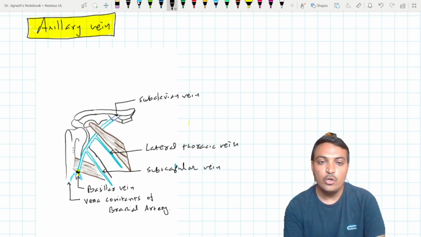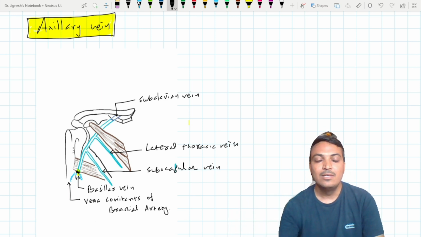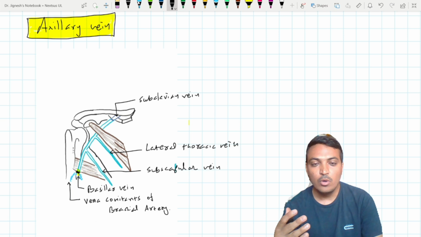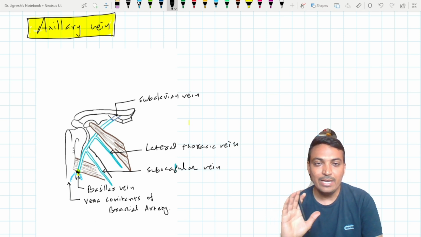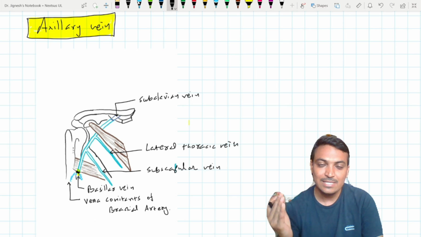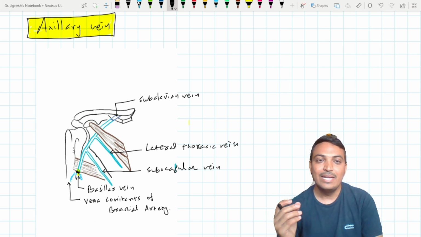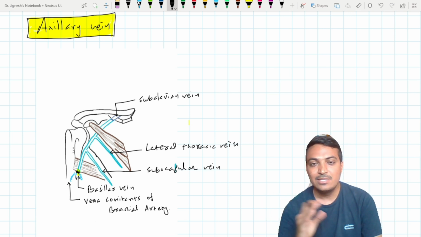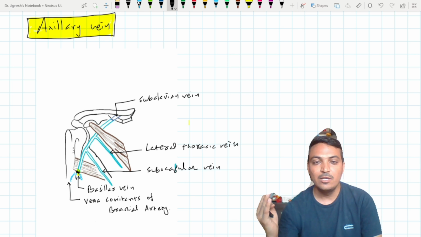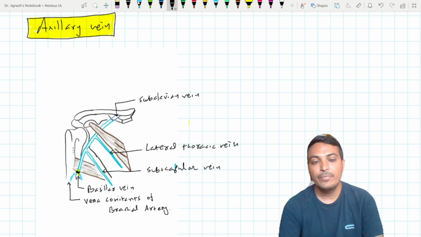This axillary vein does not have the axillary sheath around it, for better expansion during the venous return. In some books it is written that this axillary vein is surrounded by the axillary sheath, but the axillary sheath around this vein is very thin, and that's why there is little resistance to the venous return of the axillary vein.